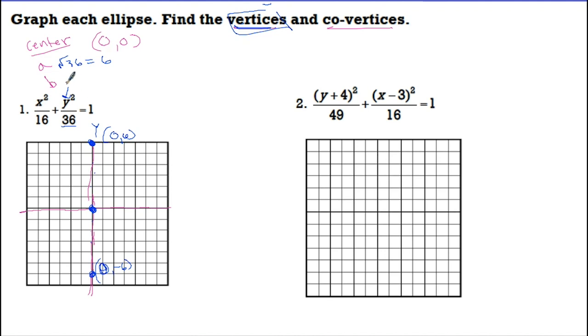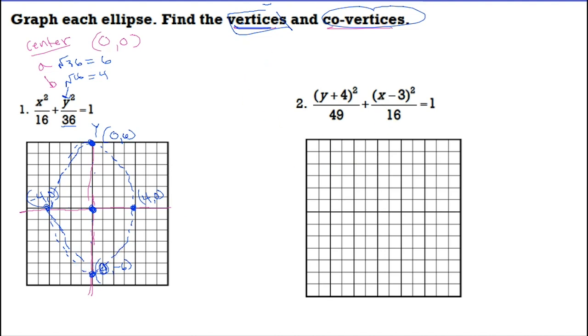The smaller number, square root of 16, is underneath x, which is 4. And that's the distance from the center, 1, 2, 3, and 4. And I'm going to label those as I go. 4, 0, and -4, 0. Those are my co-vertices done. Now, if you were to sketch this graph, we could sketch it something like this. There you go. There's your ellipse.